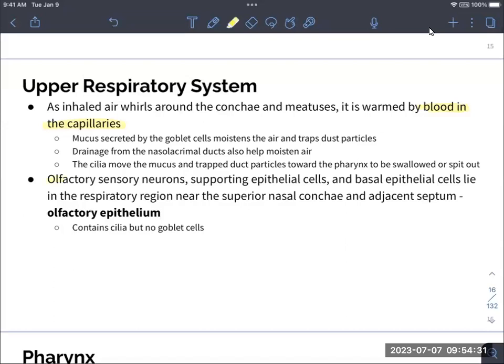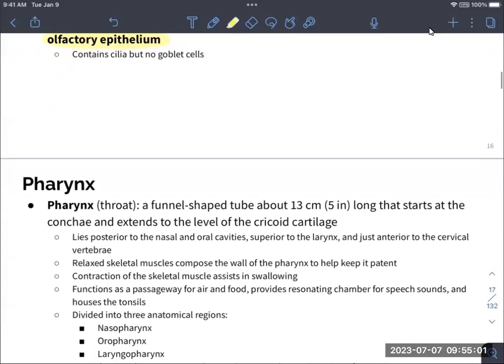And those olfactory nerves, those sensory neurons, are what pick up different smells. It's considered the olfactory epithelium. There's cilia in this olfactory epithelium because we have epithelial cells in there. But there are no goblet cells. They're not secreting mucus like in the rest of the mucous membranes of the nasal cavity.